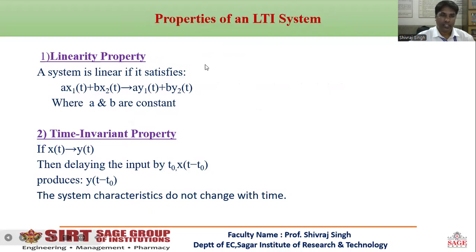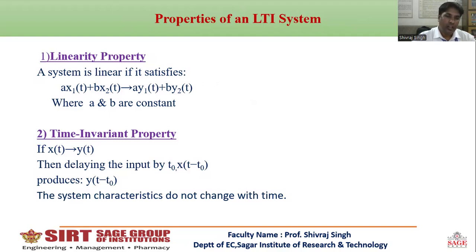Properties of the LTI system. The LTI system has many properties. First one, linearity property. A system is linear if it satisfies the superposition principle. That is, a x1 of t plus b x2 of t gives a y1 of t plus b y2 of t, where a and b are constant values. Second one, time invariant property. If x of t produces y of t, then delaying the input by t naught units, x of t minus t naught, produces the output y of t minus t naught.